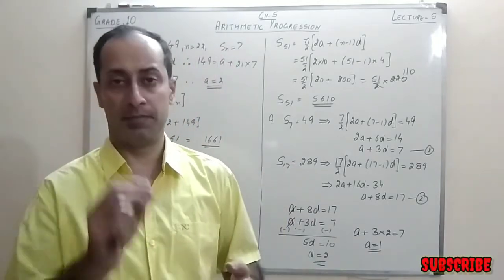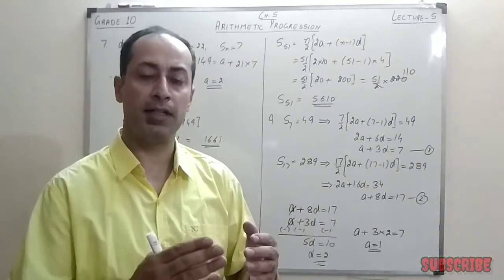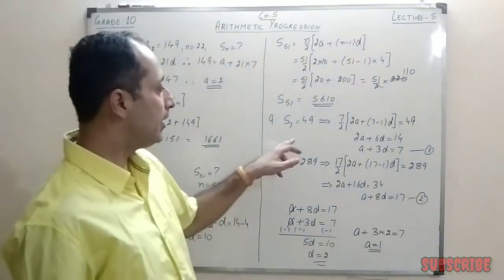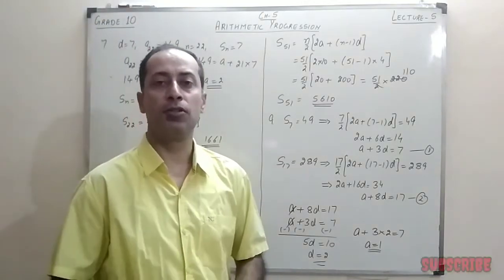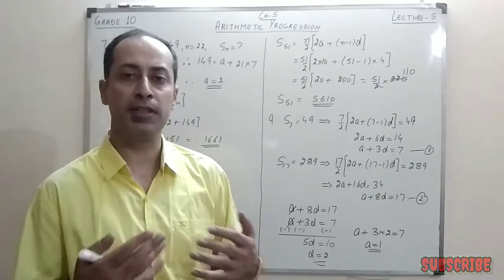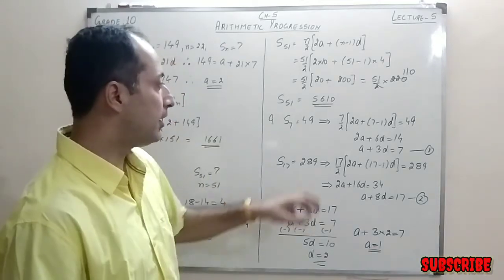But when you're doing it in the subjective paper, then how will you write the complete solution? Let's see that first. Now S7 is 49. So obviously the first term would be A and the common difference would be D. These are the two things I require first. Then only I can proceed with my question. So I just write the relation.